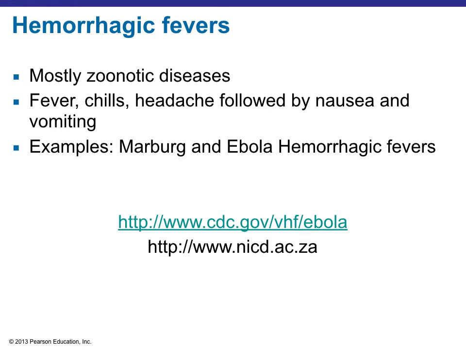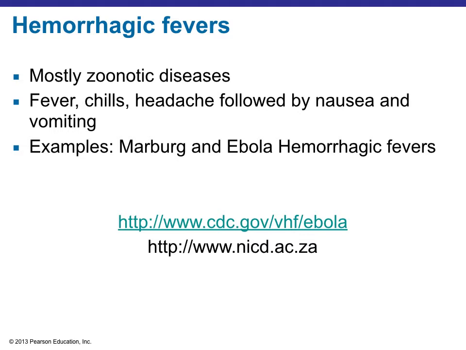Next, we're going to talk about viral hemorrhagic fevers. We're going to talk specifically about Ebola hemorrhagic fever, and this is an example of a viral disease of the cardiovascular and lymphatic systems. The viral hemorrhagic fevers are discussed on page 686 of the textbook. So these diseases are mostly zoonotic, so they are transmitted from animals to humans.